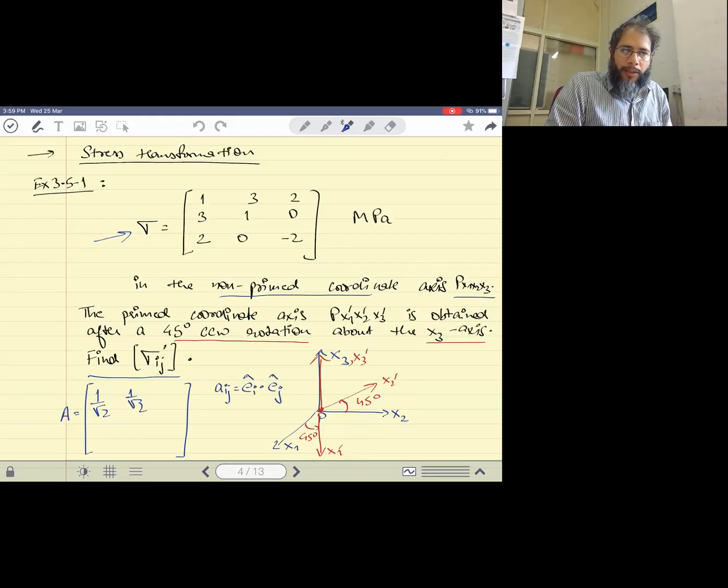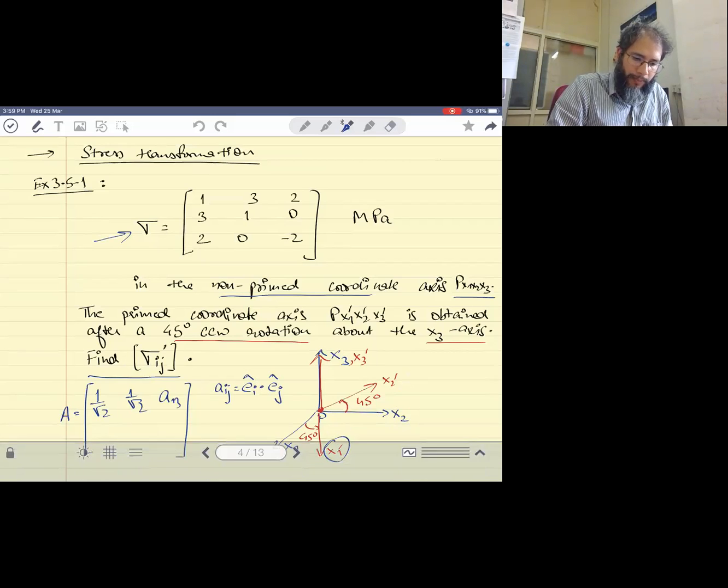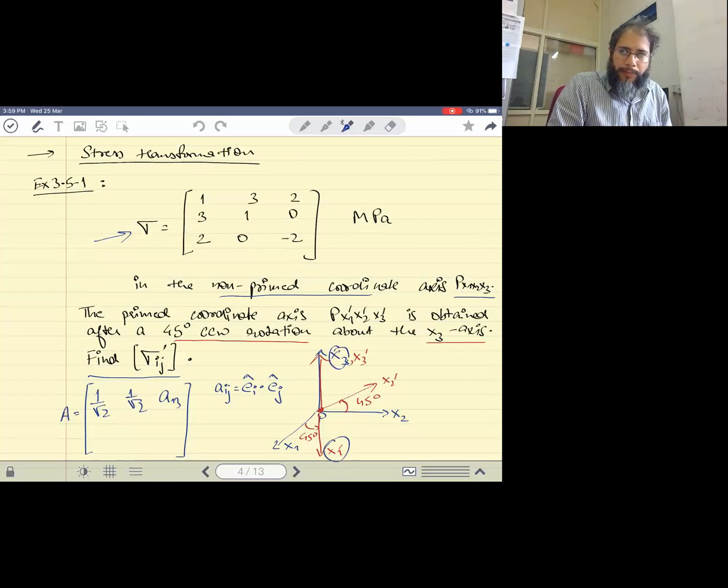All right, then the third column in the first row, which is A13, is the angle between E1 prime and E3. We can see that they are at right angles to each other because the rotation was done about x3. So the x1 prime x2 plane is still perpendicular to x3. So x1 prime is perpendicular to x3, so we get a 0 here.